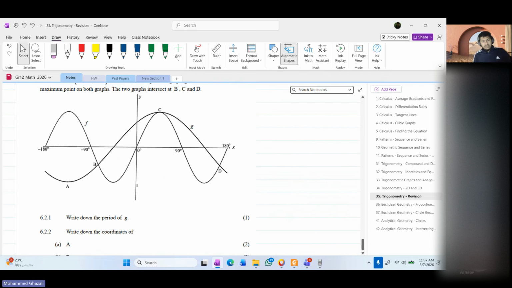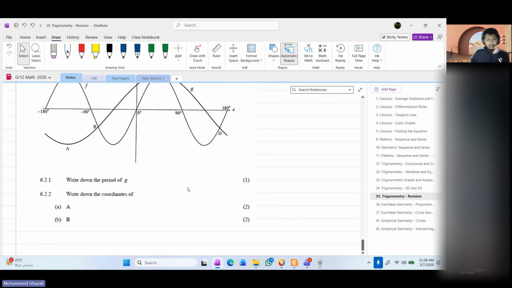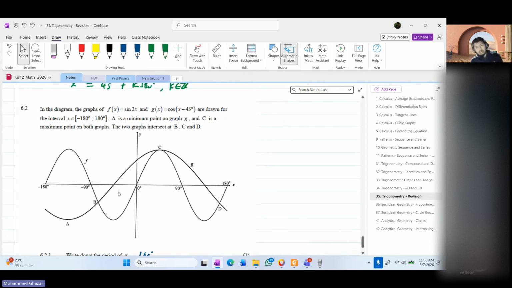Period of g, the g graph, count one period. What is the g graph? The period is normal. You can see there is no coefficient of x there. So the period is just 360, okay? Write down the coordinates of A and B. What is the coordinate of A? The minimum value, all right?